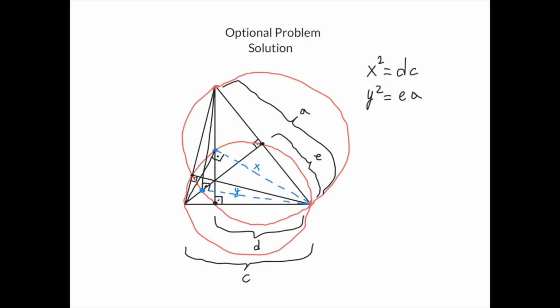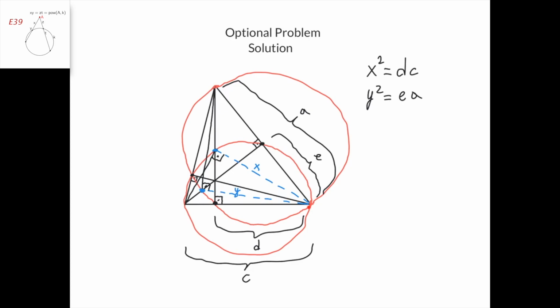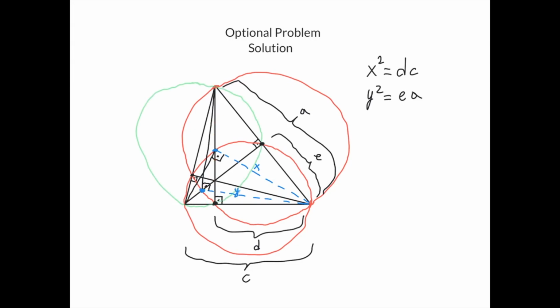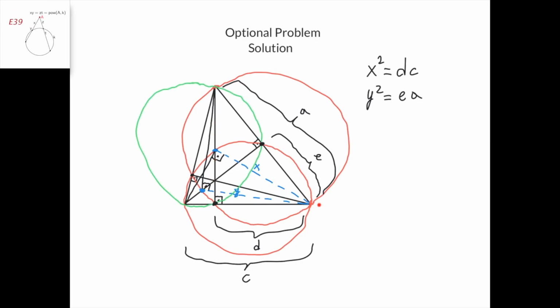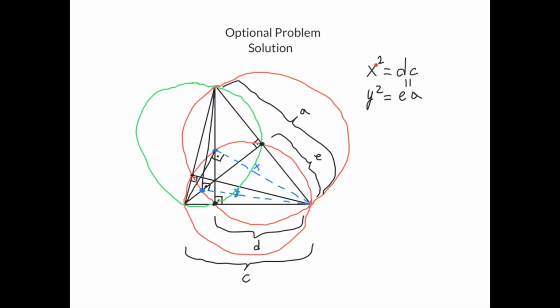Now, since we want to show that x equals y, then the only thing left to prove is that dc equals ea. But this is true when we consider the power of this point with respect to the circle with diameter this side of the triangle, because this point and this point lie on this circle with diameter this side because of this right angle and this right angle. So the power of this point with respect to the green circle on the one hand is d times c, and on the other hand is e times a. And therefore d times c equals e times a. And finally, this means that x equals y.